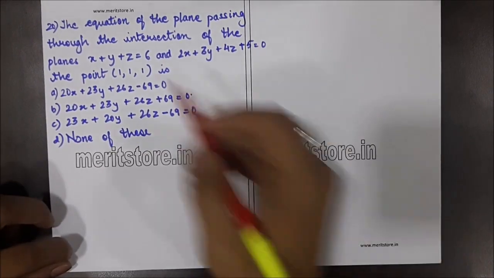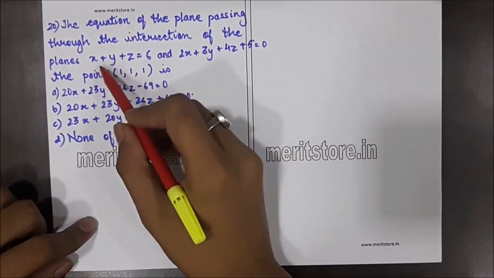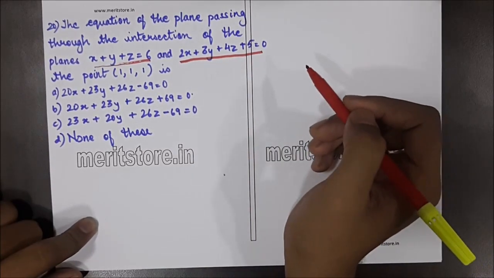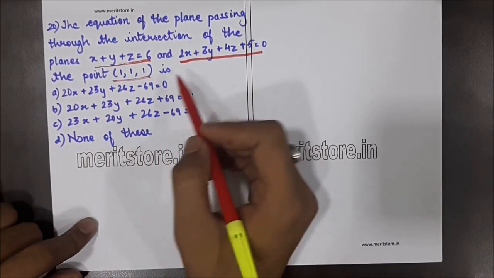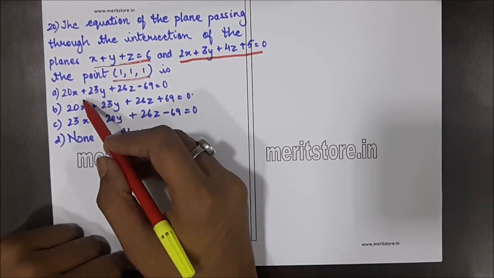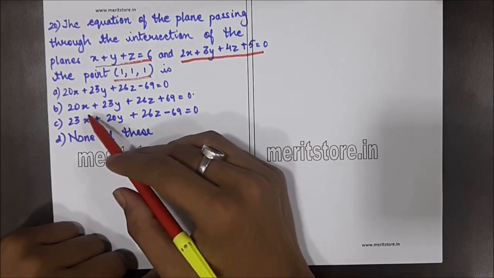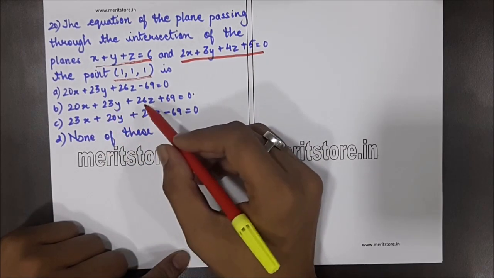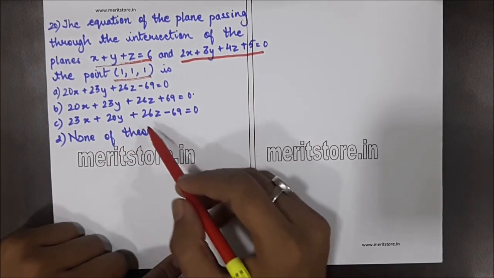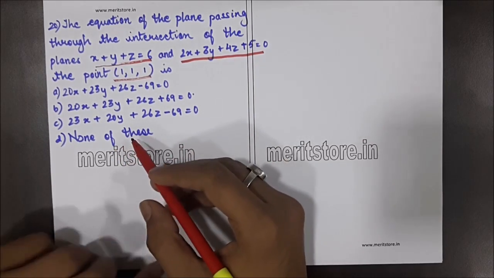Question number 20. The equation of the plane passing through the intersection of the planes x + y + z = 6 and 2x + 3y + 4z + 5 = 0, and the point (1, 1, 1), is: option A, 20x + 23y + 26z - 69 = 0; option B, 20x + 23y + 26z + 69 = 0; option C, 23x + 20y + 26z - 69 = 0; option D, none of these.